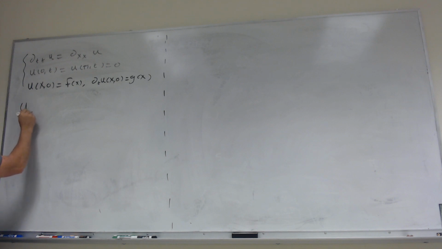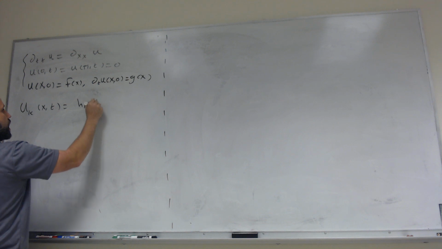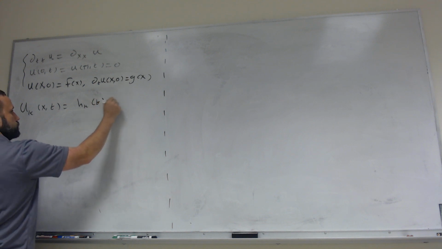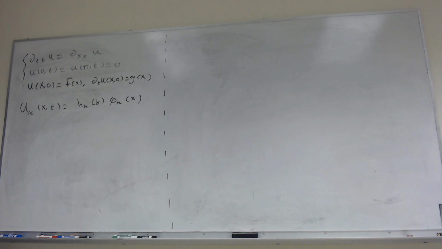I'm going to call it u_k of x,t for now because we know, looking ahead, we're going to have a sum of them. u_k of x,t is going to be equal to h_k of t times phi_k of x. So we want to use separation of variables. Again, we're writing our solution as a product of two functions, and then we can separate variables. That's why it's called that.